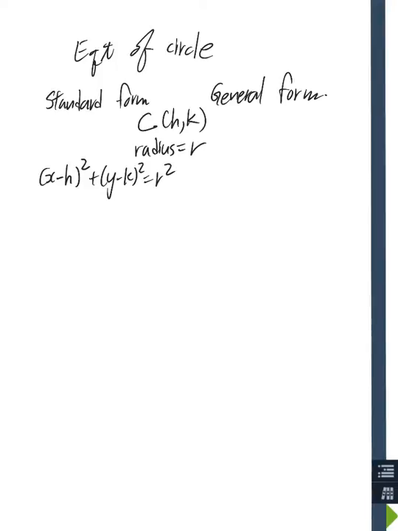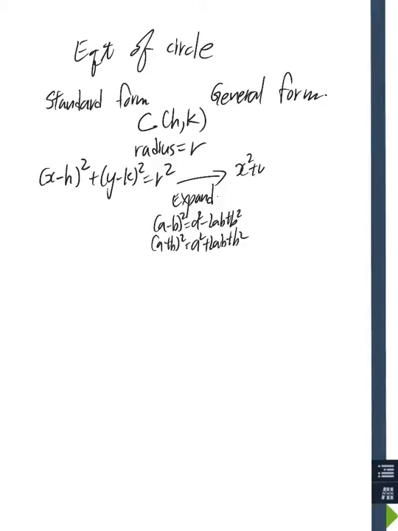How about the general form? The general form is the expansion of the standard form. We usually just expand the standard form by using (a minus b) squared equals a squared minus 2ab plus b squared, or you can use (a plus b) squared equals a squared plus 2ab plus b squared. When you expand the standard form, you will obtain the general form, which is x squared plus y squared plus dx plus ey plus f equals 0.